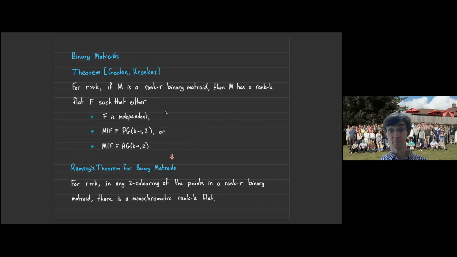And this theorem implies the Ramsey theorem for binary matroids. Right, if I take a two-coloring of the points in a rank R binary matroid, I'm going to get a monochromatic rank K flat. Why is that? It's true because I first of all find the unavoidable flats. So I find huge rank flats that look like one of these things, and then I apply the Ramsey theorem inside the associated object. In this case, I only have to do majority. If I get an independent flat, I just color it and then take the majority. But for the projective geometry and the affine geometry, I have to apply certain geometric Ramsey theorems. But we have those geometric Ramsey theorems. So the Ramsey theorem for binary matroids is just an application of this unavoidable flat theorem.